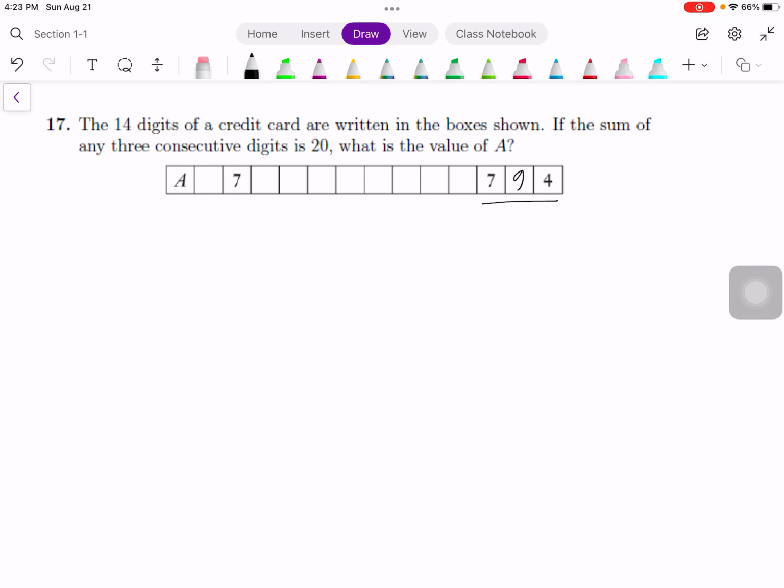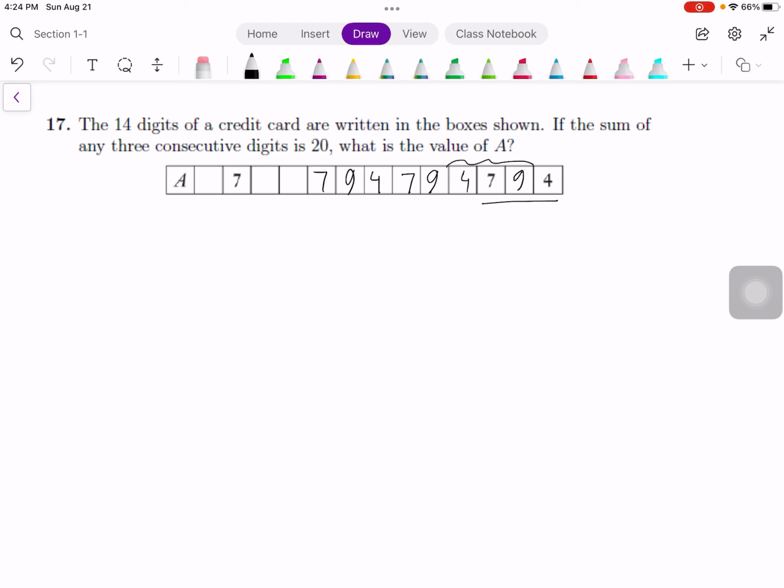Then if I look at those consecutive 3, 7 plus 9 is 16, so that's going to have to be 4. Then 7 plus 4 is 11, so this will have to be 9. Then 4 plus 9 is 13, so to sum up to 20, that has to be 7. Then 9 plus 7 is 16, so this has to be 4. 7 plus 4 is 11, so that has to be 9. And 4 plus 9 is 13, so that has to be 7.